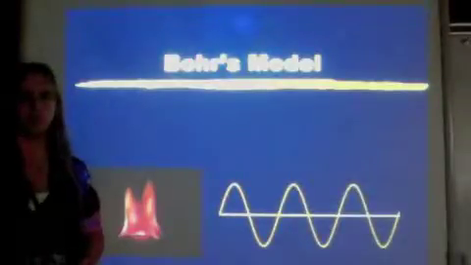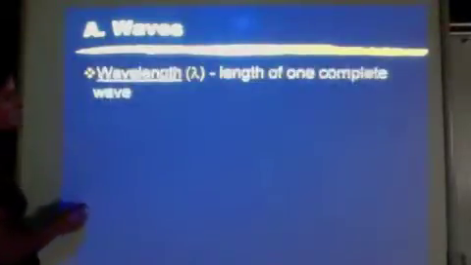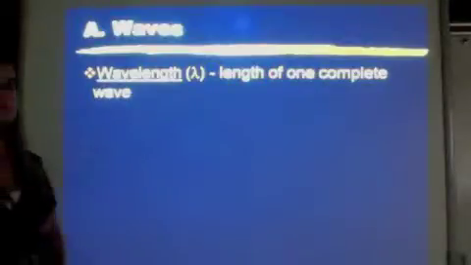Today's notes are about Bohr's model. Before we can get into Bohr's model, we need to learn a few things about waves and light itself. So waves have several parts to them.